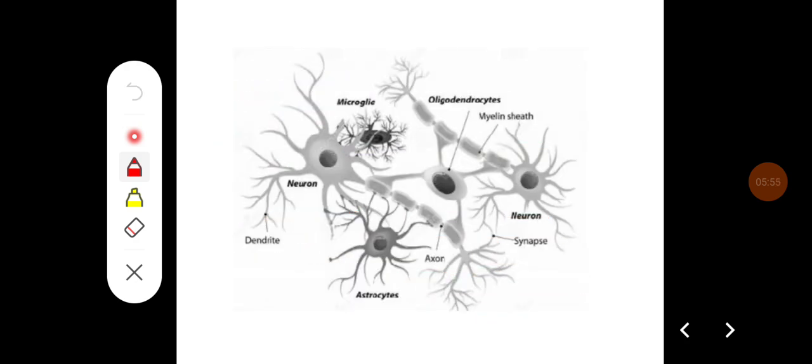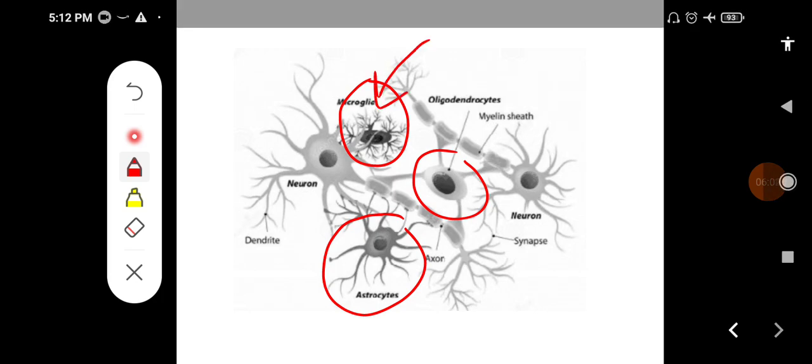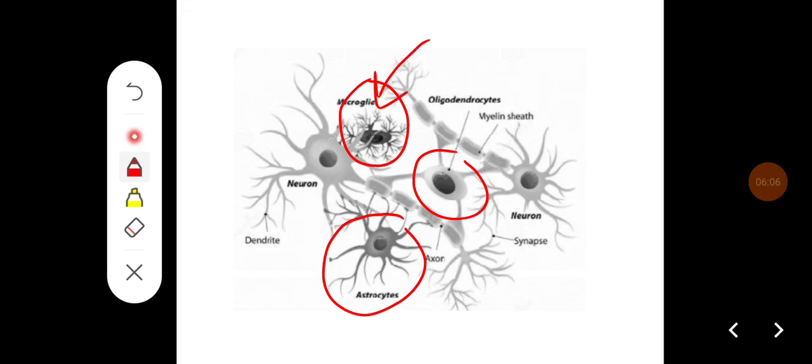These are the different neuroglial cells. See astrocytes, the oligodendrocytes, and the microglia. So microglia, they help in phagocytosis, whereas oligodendrocytes, they help in myelin formation. You can see the branches, and astrocytes, they provide nutrition, support, and help in the formation of the blood-brain barrier.